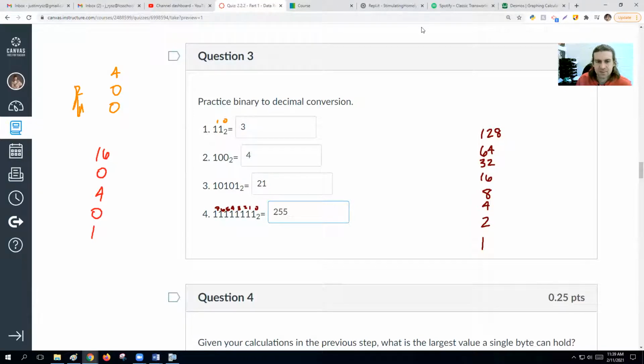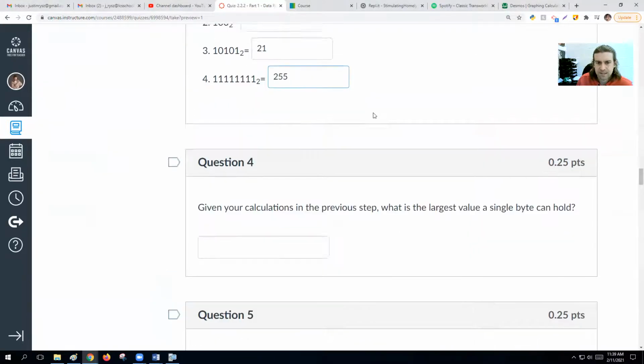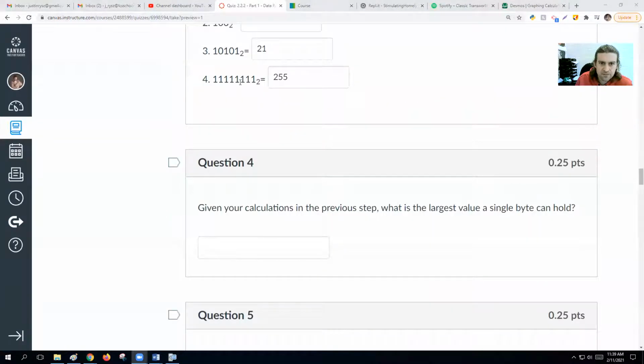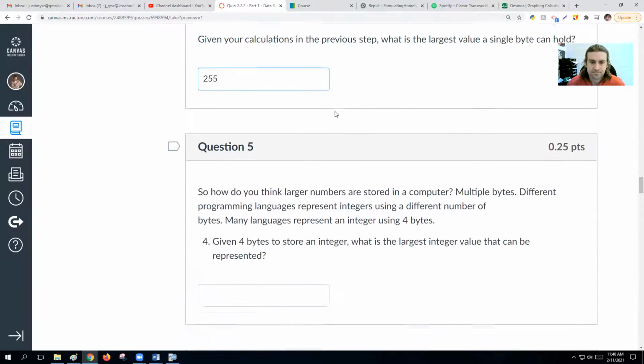Okay, so that's the highest power we could get. Given our calculations from the previous step, what's the largest value a single byte can hold? A single byte has 8 digits, all being 1, which is what we did right above: 1, 2, 3, 4, 5, 6, 7, 8. So the highest number we could get is 255. Even though there are 256 possible combinations, the highest value we can get is 1 less than that.